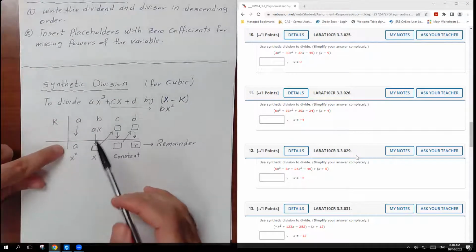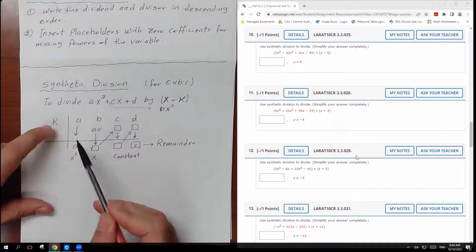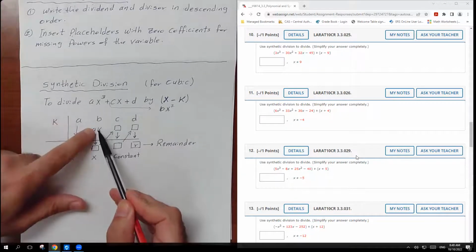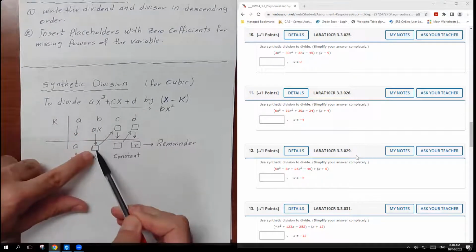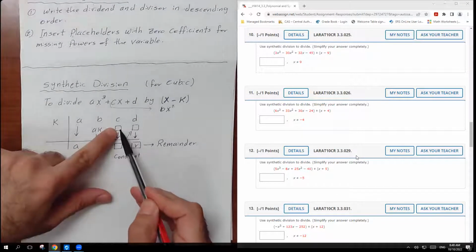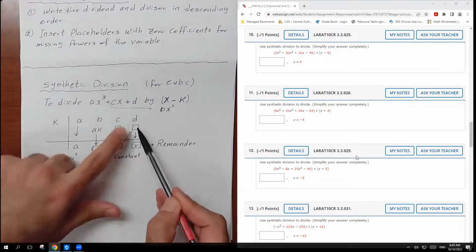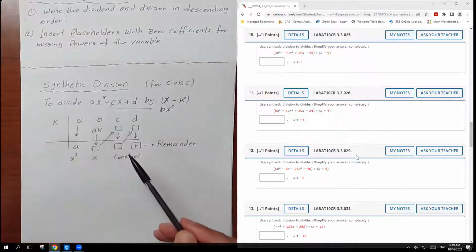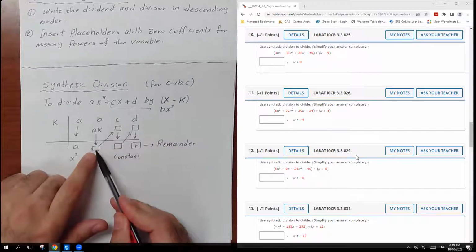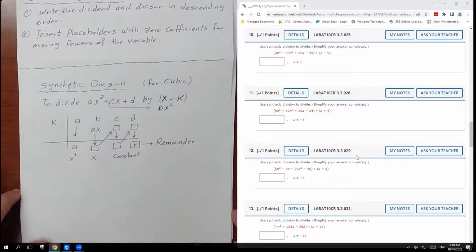Then the next step, you're going to write down the first coefficient. Then you're going to multiply k times a, ak. Then you add these two results, and then you multiply k times the result. It's going to be here. You add these two results. It's going to be here. Then you multiply k by the result, write it down here, and keep going until you get the remainder. Now this is the remainder. This is going to be the constant, the number here. The number here is going to be the coefficient of x. The number here is going to be the coefficient of x squared.